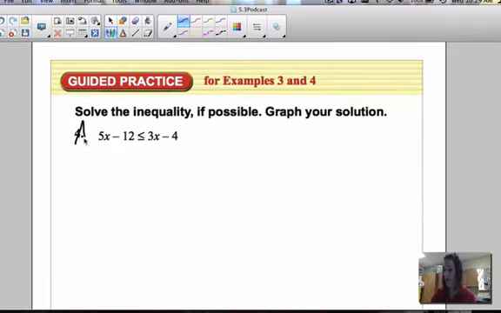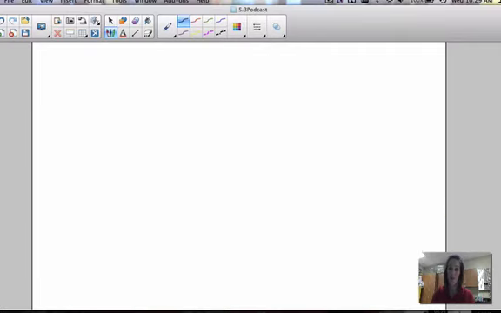All right, so go ahead and try this example. Again, make sure you get your variables all on the same side.